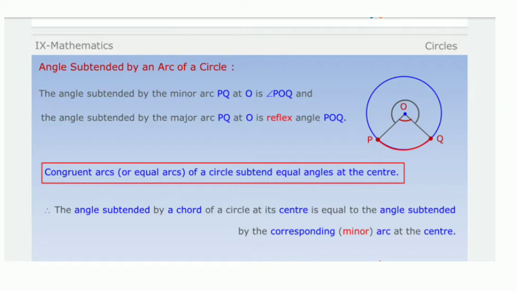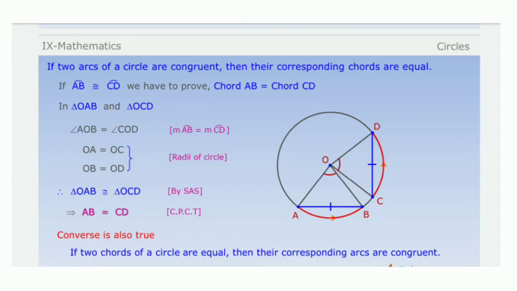And also we have one more result: the angle subtended by a chord of a circle at its center is equal to the angle subtended by the corresponding minor arc at the center. So we have to study one theorem. If two arcs of a circle are congruent, then their corresponding chords are equal. So here AB and CD are two arcs, they are equal. We have to prove chord AB equal to chord CD.